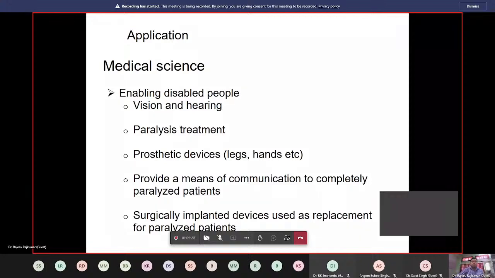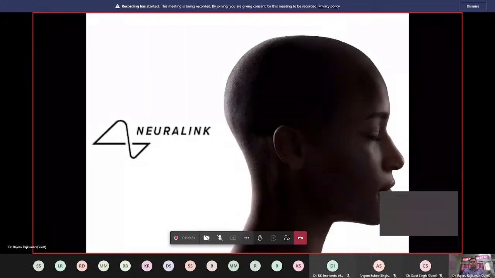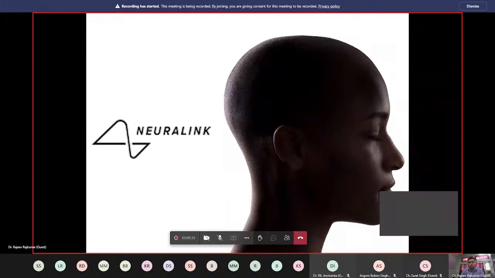Now I want to highlight one company called Neuralink. Neuralink was co-founded by Elon Musk. I think everybody has heard of Elon Musk. He is one of the richest people, and a game changer for the whole world. He has Tesla, Hyperloop, the Boring Company, he is in every field. Recently he also purchased Twitter. And he is a co-founder of Neuralink as well.